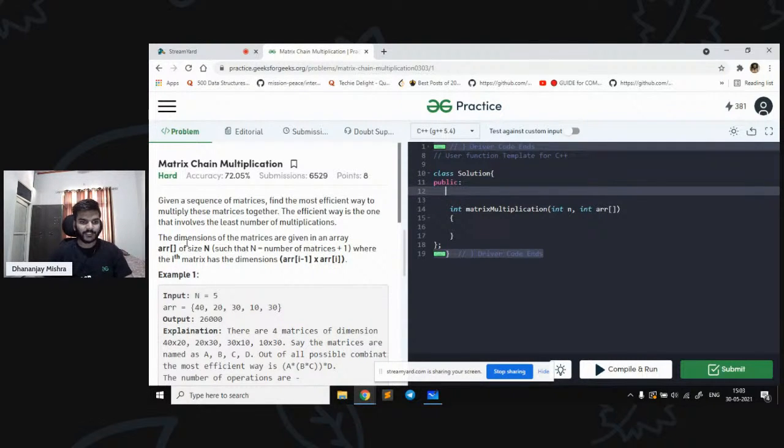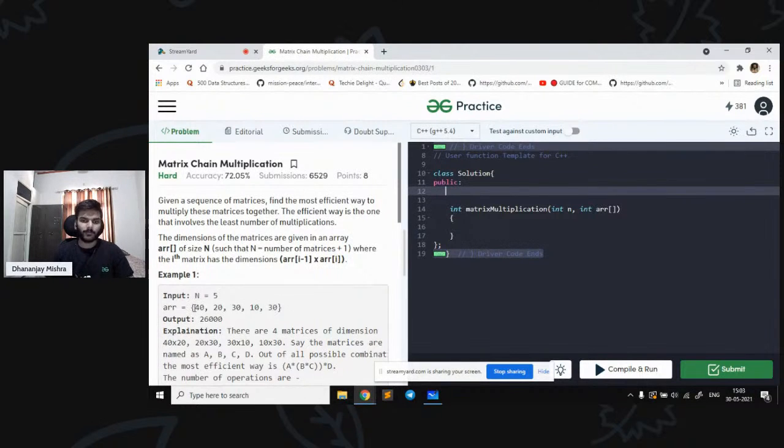The problem statement says that we are given a sequence of matrices, and we have to find the most efficient way to multiply these matrices together. The efficient way is the one that involves the least number of multiplications. It means that we are given a sequence of matrices, and the matrices are denoted in the form of an array.